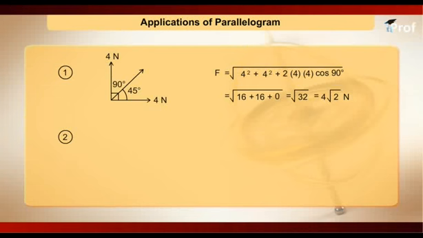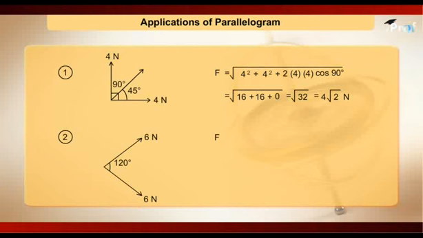See another example. Suppose two forces of magnitude 6 Newton and 6 Newton are acting on a body at an angle of 120 degrees with each other. What will be the resultant? The resultant force you can find by two methods, either by making components of the two forces or by applying the parallelogram law of vector addition. Let's see the solution of this problem by the parallelogram law.